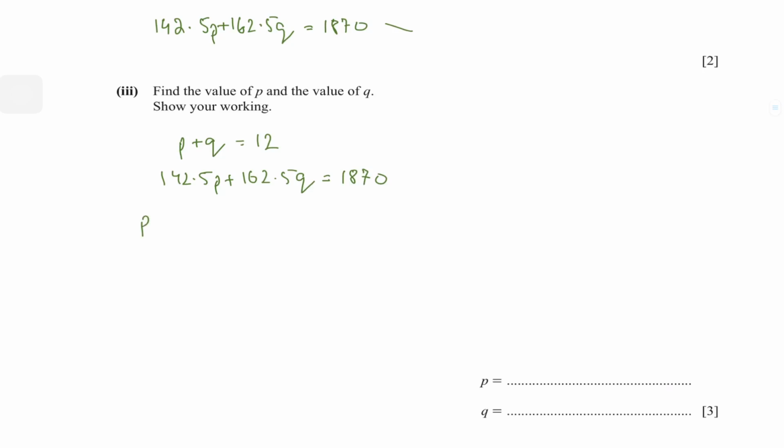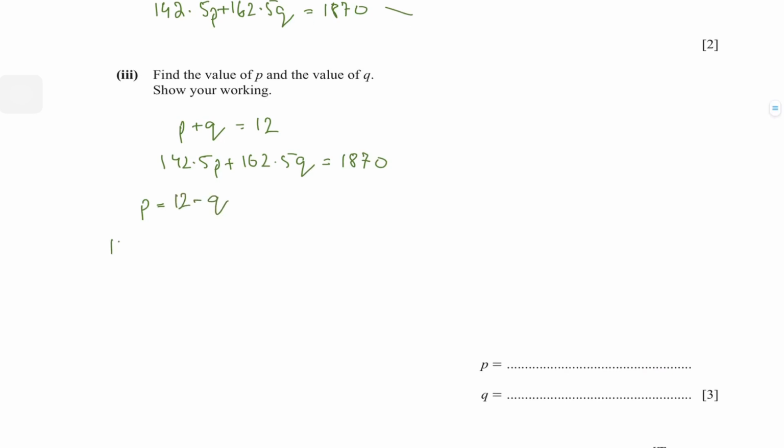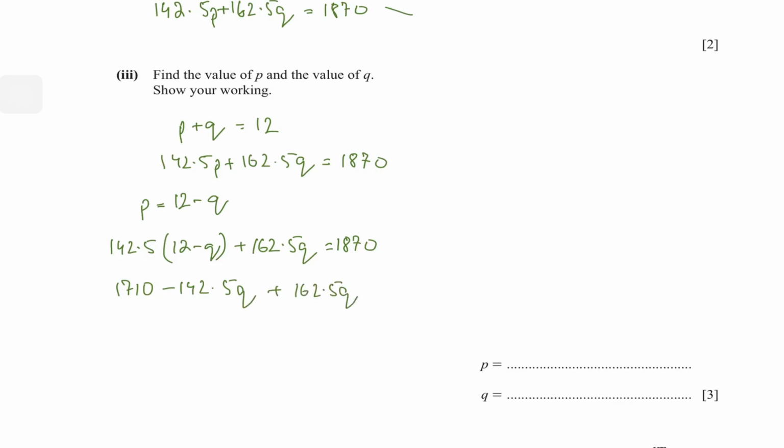So I'm going to make p the subject here. So p is equals to 12 minus q. I'm using the method called substitution. So 142.5 into 12 minus q plus 162.5q equals to 1870. So let's open this up. 142.5 into 12, that's equal to 1710 minus 142.5q plus 162.5q equals to 1870.